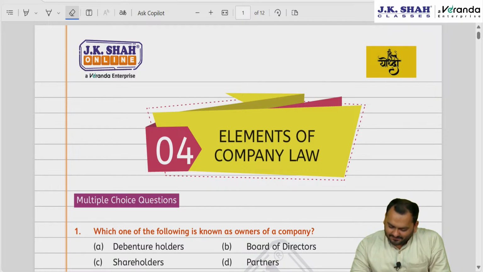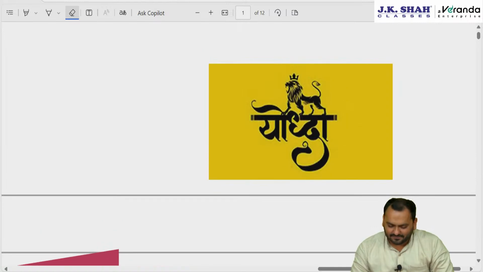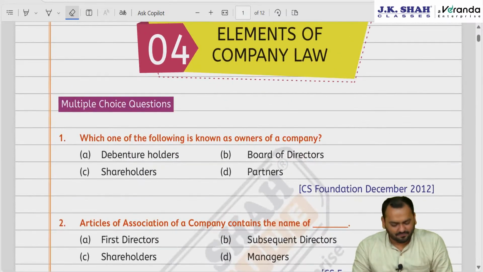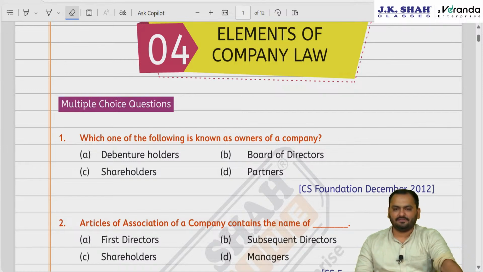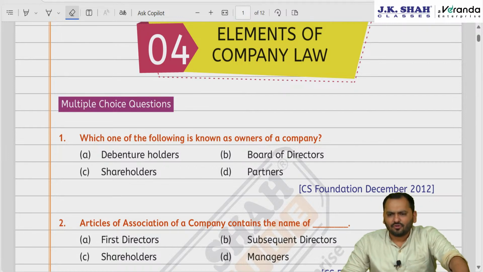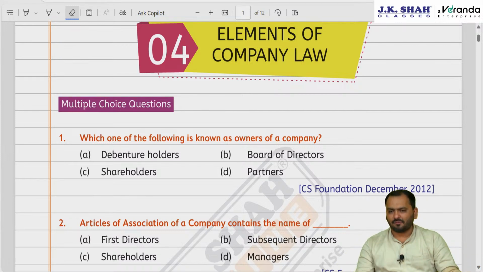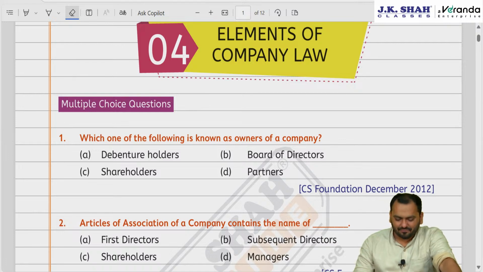Can we go ahead? So once again, good luck to all the Yodhas, and let's begin with the chapter Elements of Company Law. Yes, so the first question, which one of the following is known as the owner of the company? Who are called as the owners of company, friends? Come on, who is the owner of company? So very simple, you all know that owner means, yes, who is called as the owner of company? You know friends, very simple answer is shareholders, right?